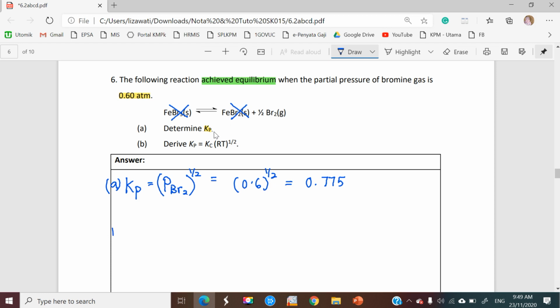Okay, for B. Derive Kp equals Kc(RT)^Δn. So first of all, you have to write the Kc expression. So concentration of Br2 squared. So this is equation 1. So Kp equals partial pressure of Br2 to the power of half. This is equation number 2.